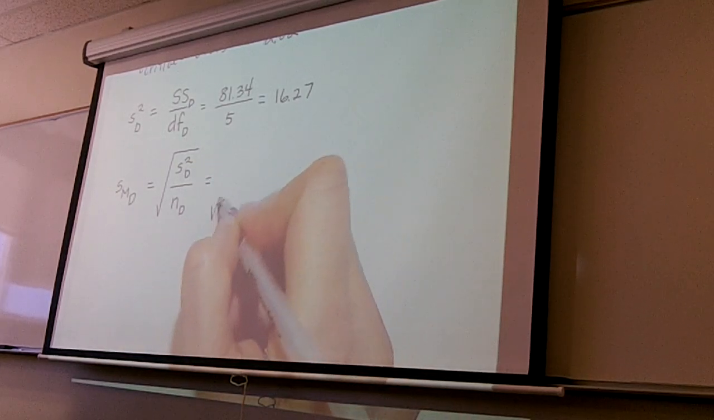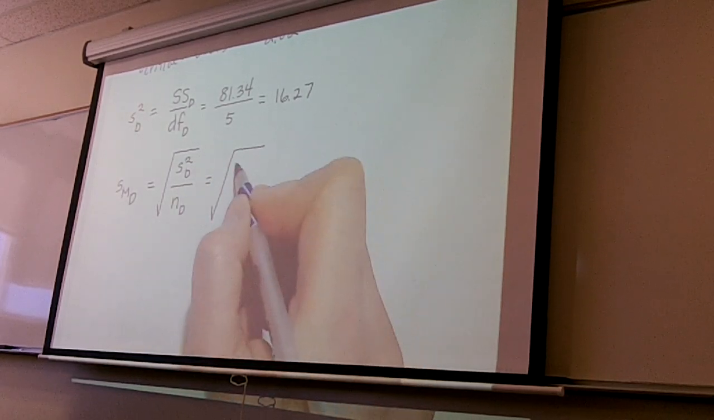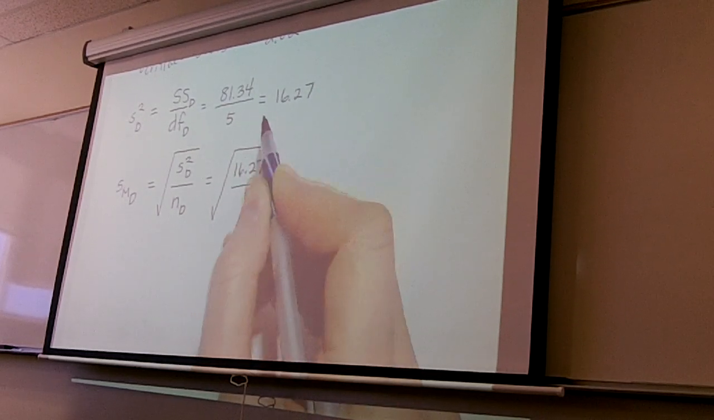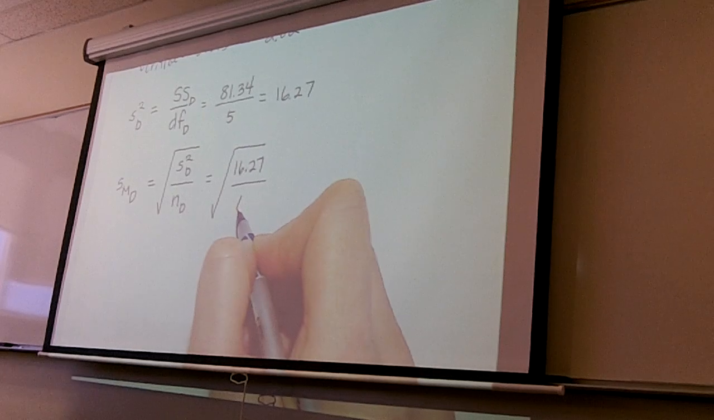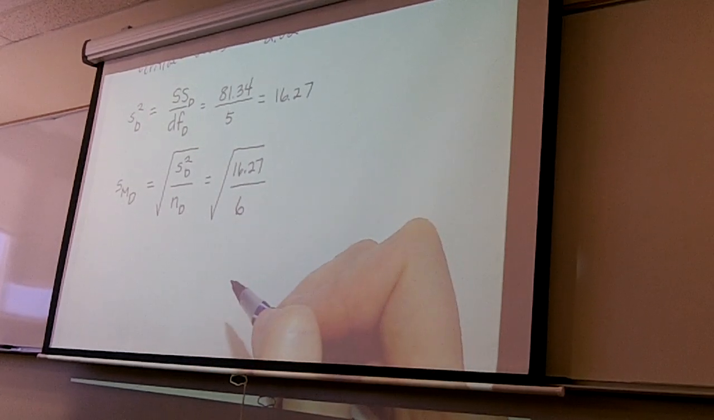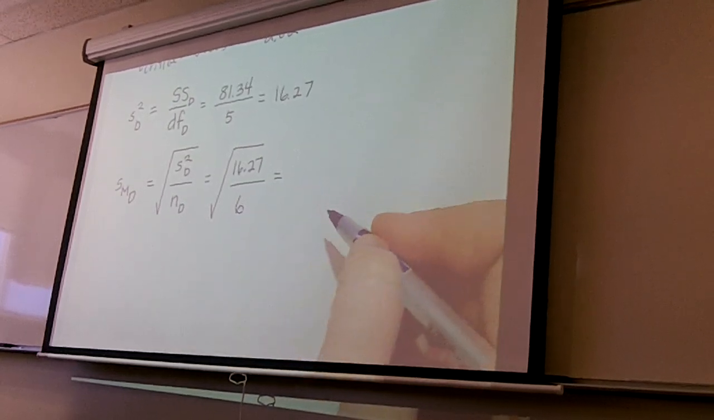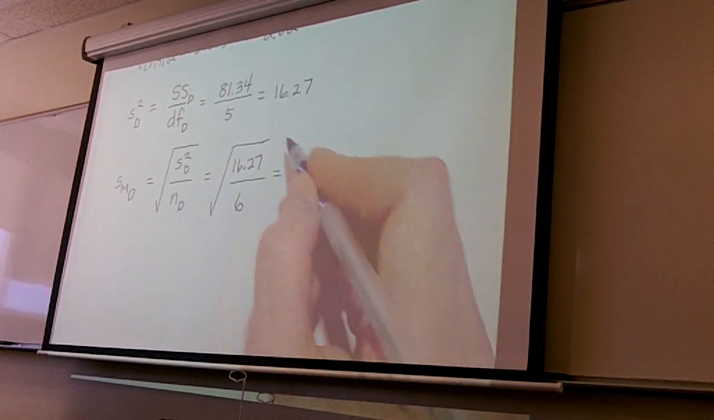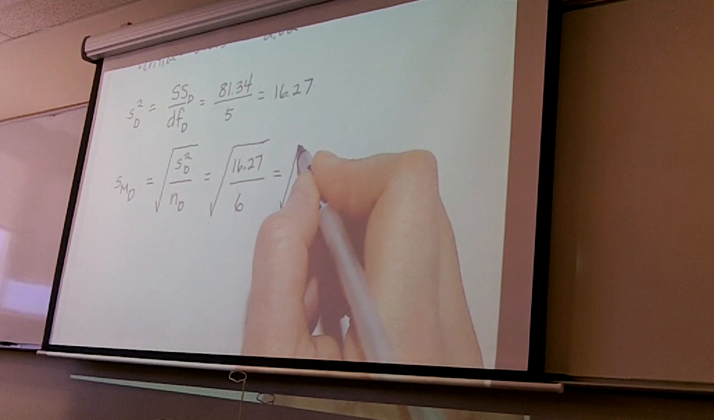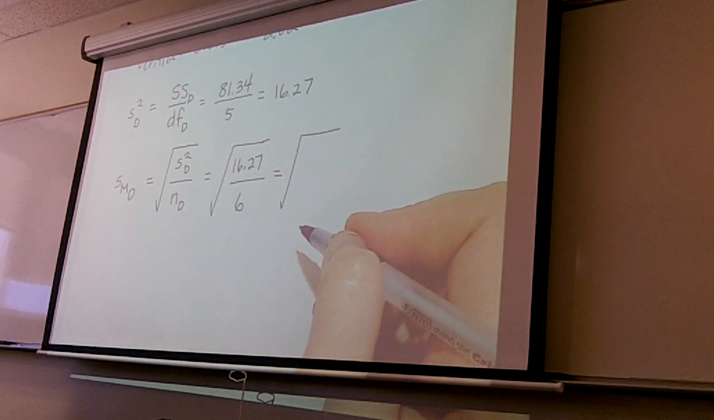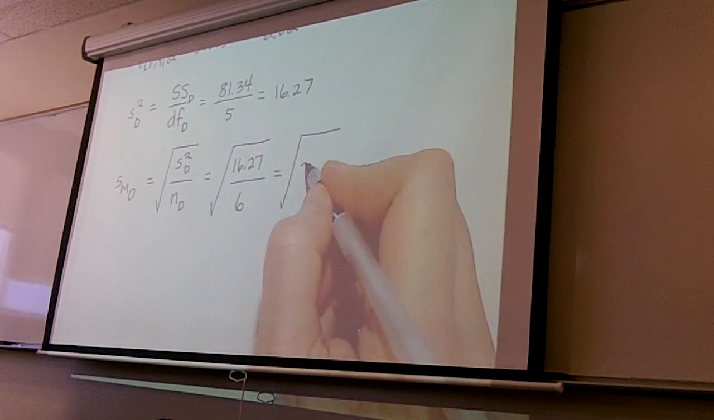Now I know I need to do the square root of 16.27 over the sample size of the difference, which is 6, not 5. Don't use degrees of freedom. And what is 16.27 divided by 6? 2.71. I have a vote for 2.71. I concur. You concur. All right.